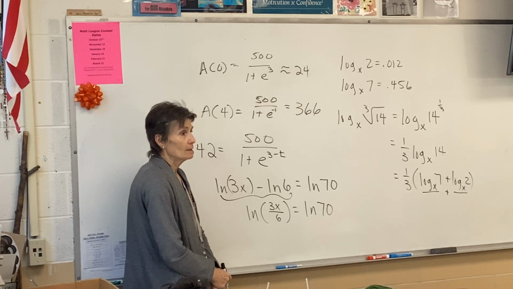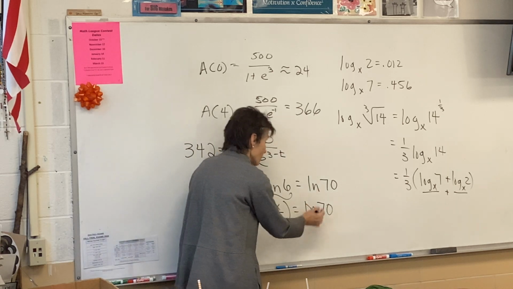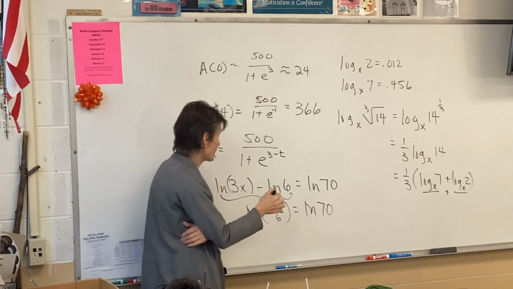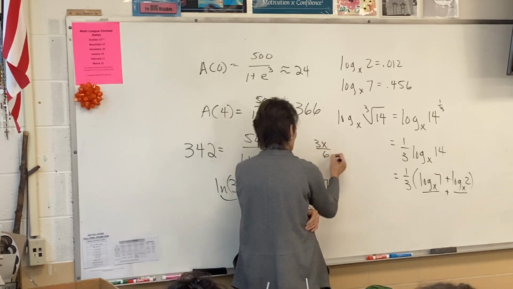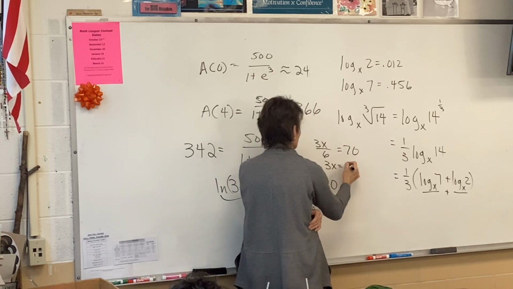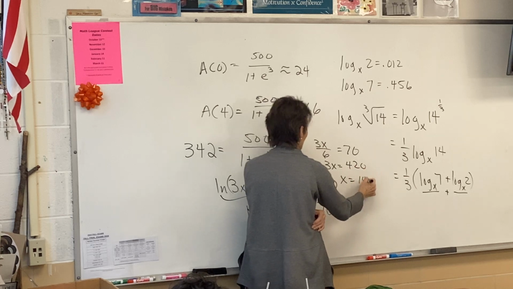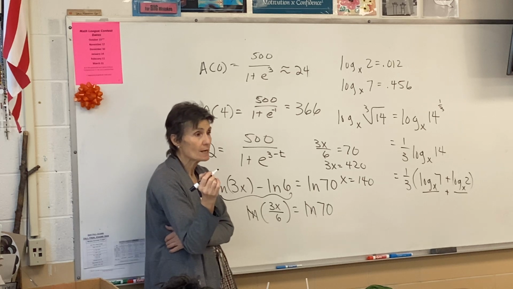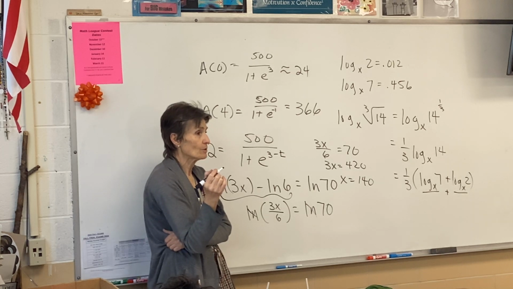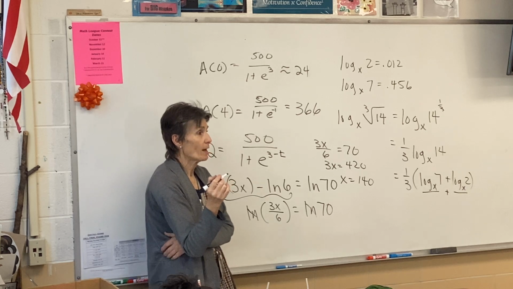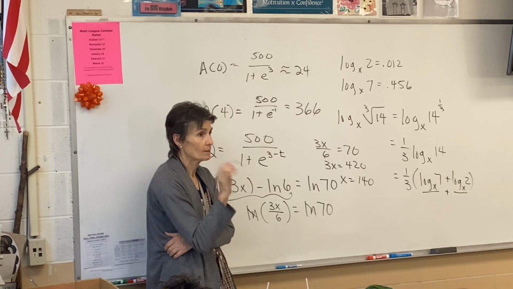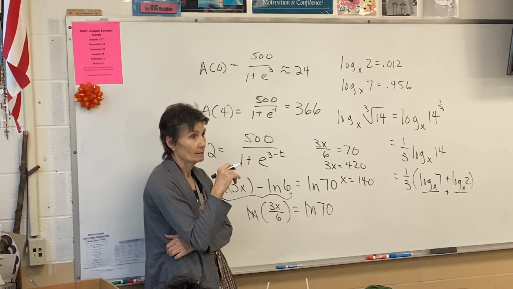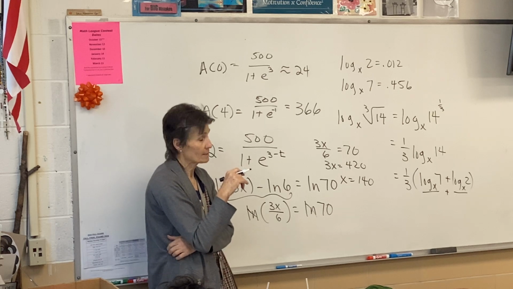Okay? Now you can cancel them. That's the only time you can cancel them. So then 3x over 6 equals 70, so 3x equals 420, and x equals 140. Okay? So do not cancel your logarithms unless you have one on each side. Log equals log. And if you don't have that, put stuff together so you do have that. So nice when you get it there though. Isn't it so easy?